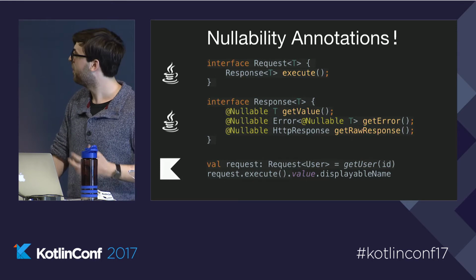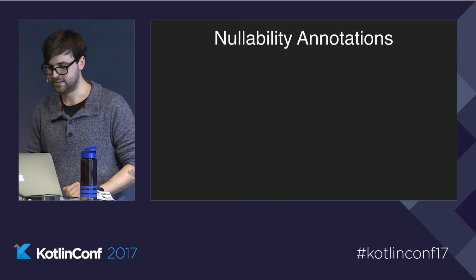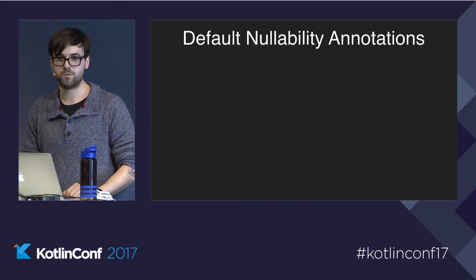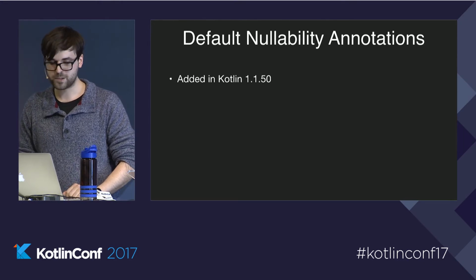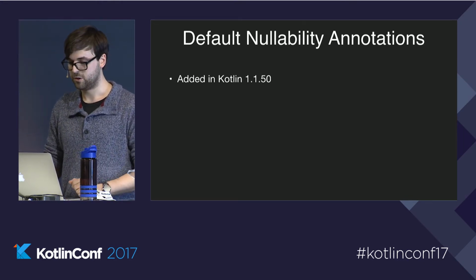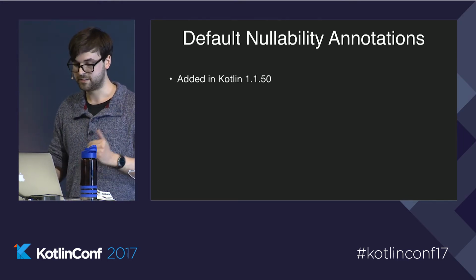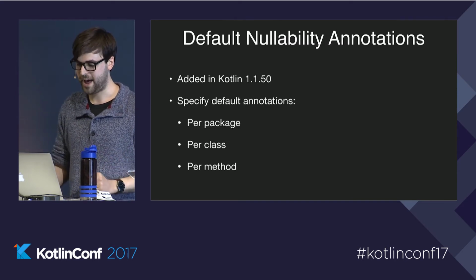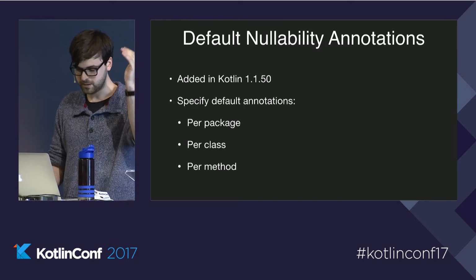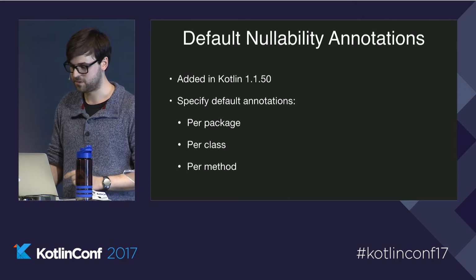There is. There are default nullability annotations. These were added very recently in Kotlin 1.1.5.0. So you can specify a default annotation in the scope of a package, a class, or a method. And this is great. Specifying it on a package is awesome.